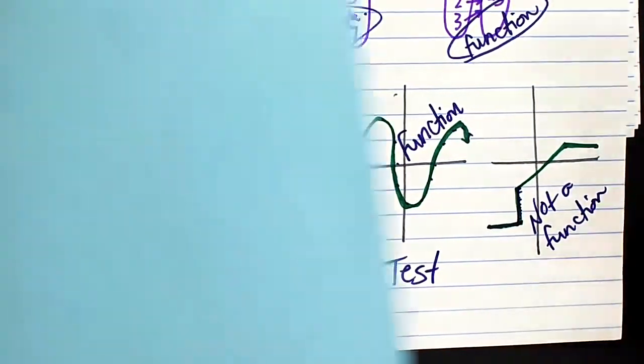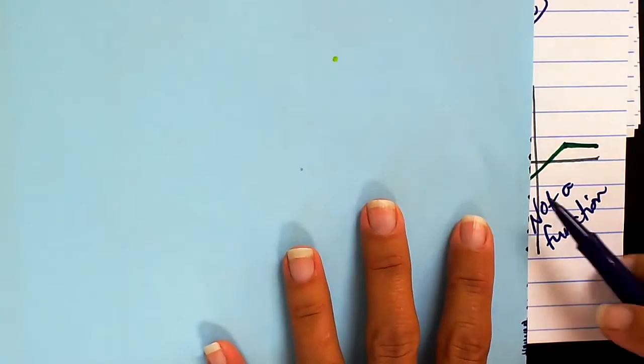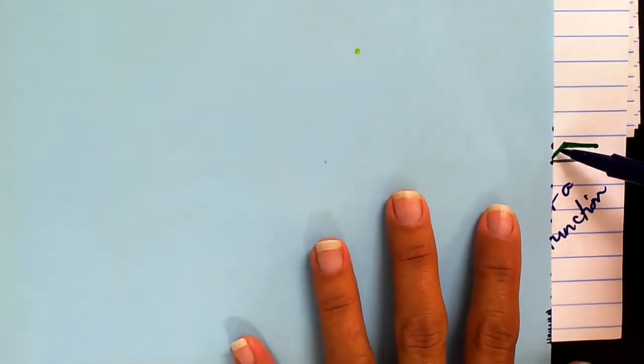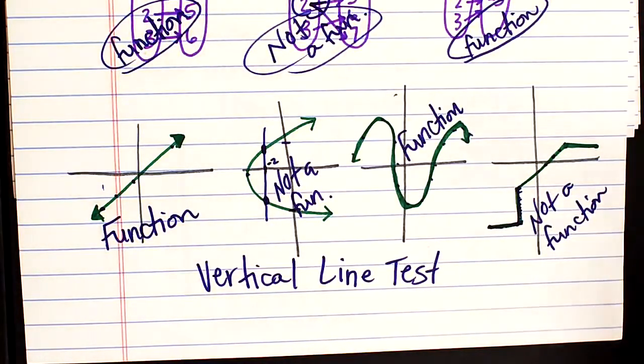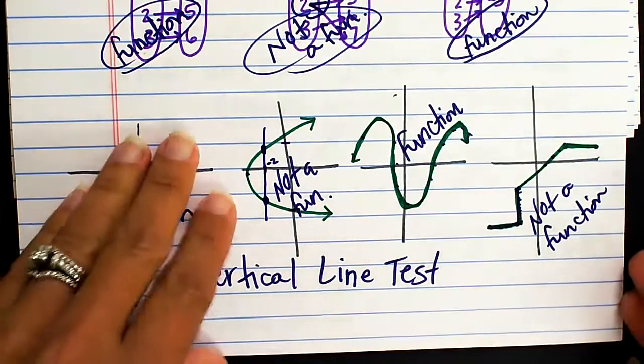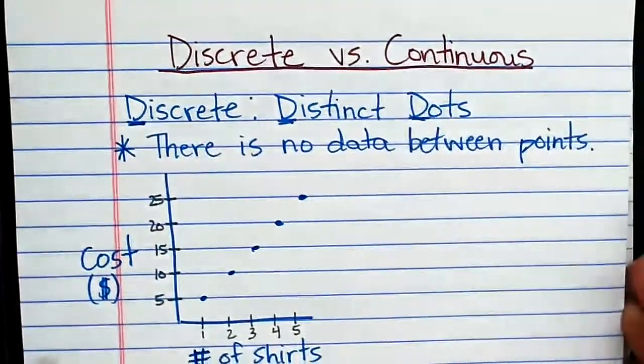So with the vertical line test, you're moving your vertical line across your graph. If it touches in only one spot, it's a function. If it touches in more than one spot, it is not a function. Okay? All right, now let's just review discrete and continuous.